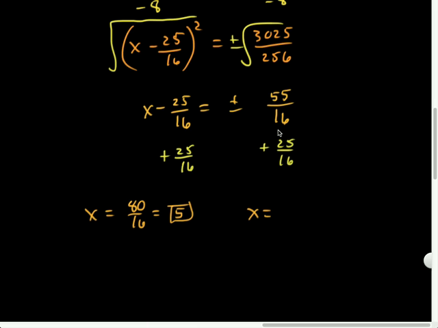So that is going to be, what is that, negative 30 sixteenths. Which ends up equaling, both of those are divisible by 2, so negative 15 eighths. So these are two possible x coordinates of this conic section.